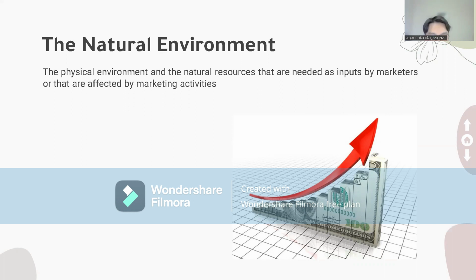That means the marketing activity will have impacts on the natural environment, like all of the trades or the things that you see around you, like your parents trading money or something, and the price will increase in that natural environment.